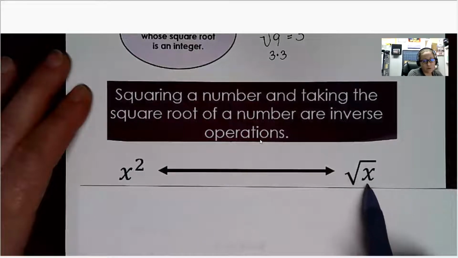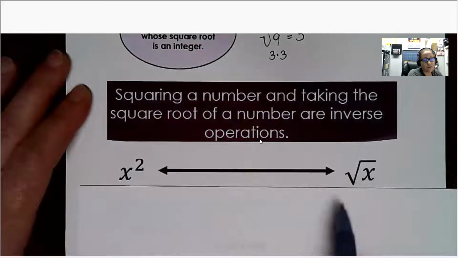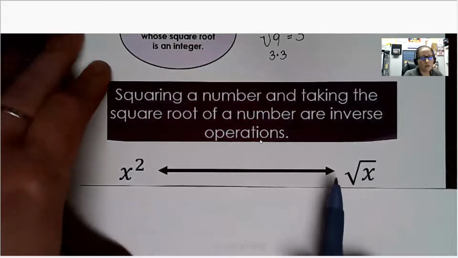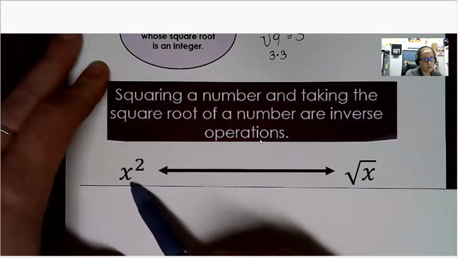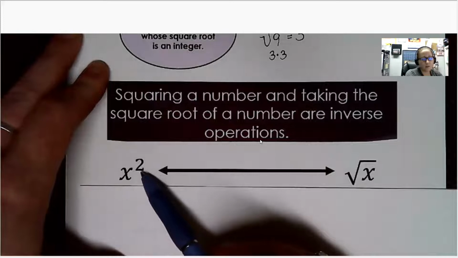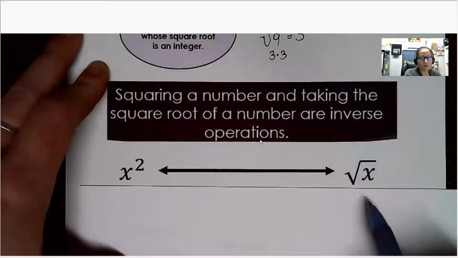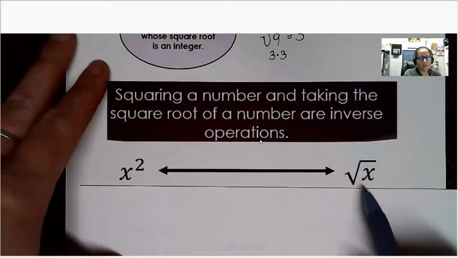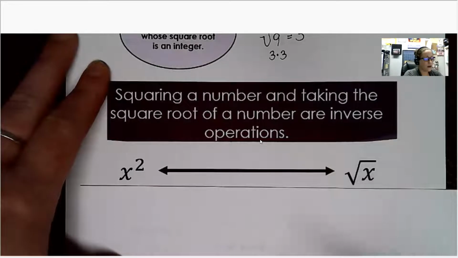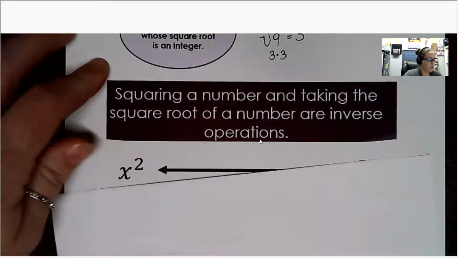Okay, and the other way applies as well. If you have the square root of x, you can square that to get rid of the square root sign. Remember, with solving for variables, we want to get that variable by itself. So if we have x squared, that variable is not by itself. That's not solved. Same thing with the square root sign. We square that to get the variable alone.